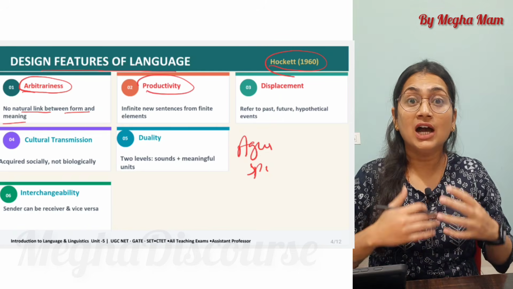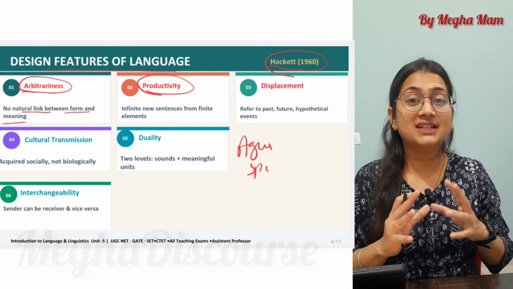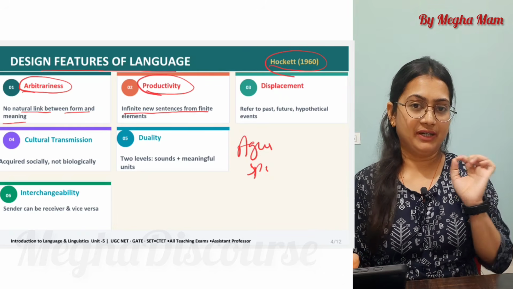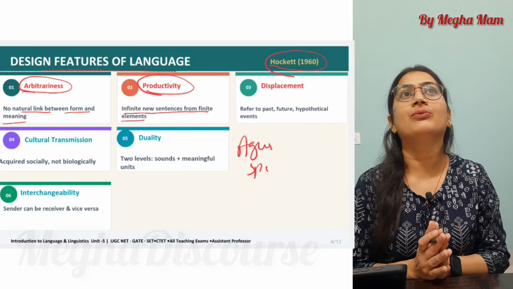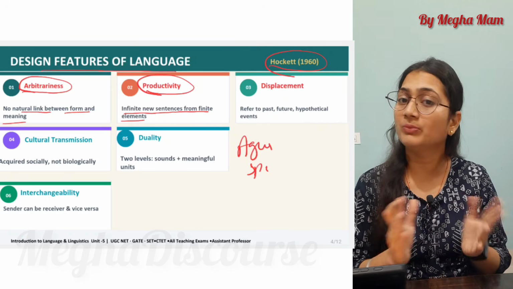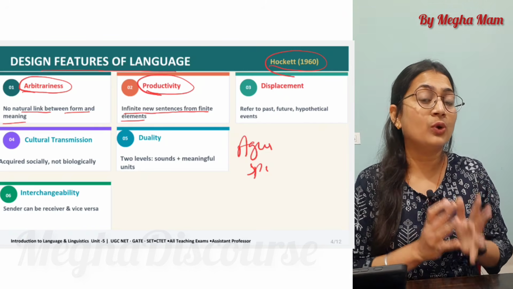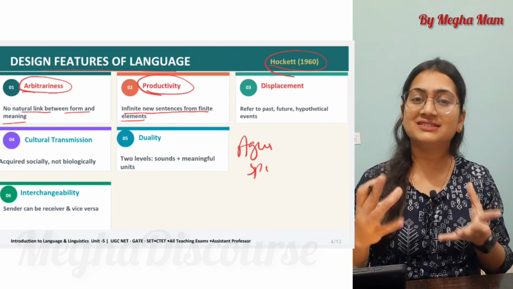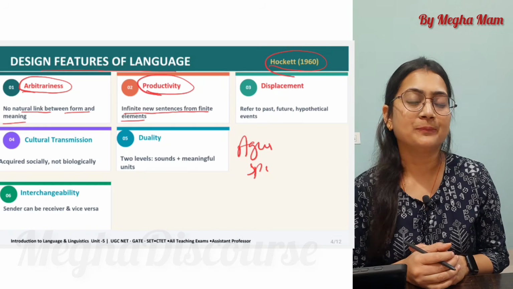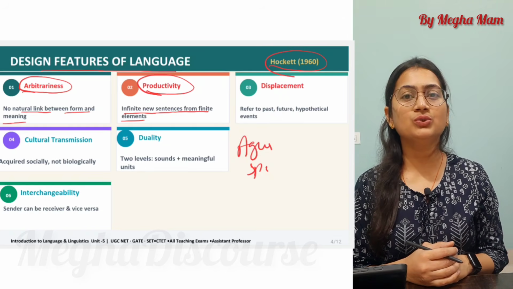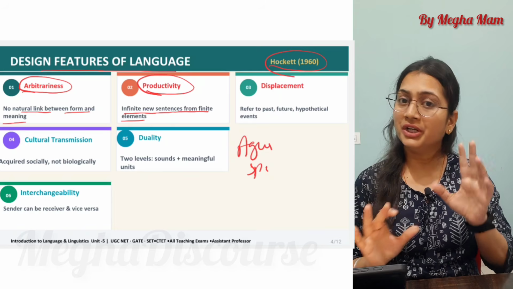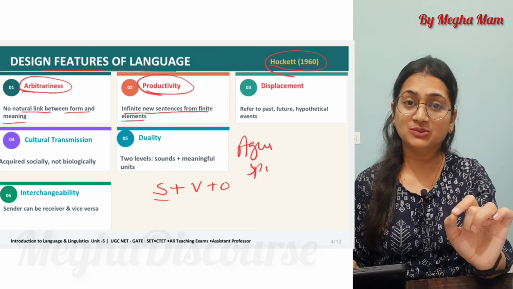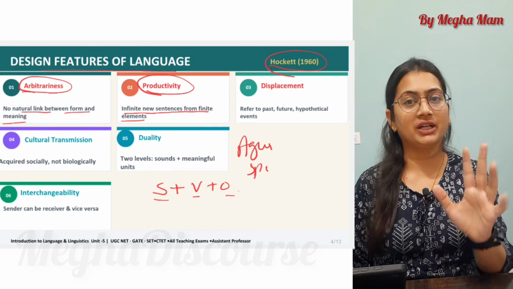Productivity, that is how to produce. What is the result? Infinite new sentences from finite elements. Now what is the meaning? Like we have letters, then we form words from these letters. That is productivity. Now from these words we make many, numerous sentences. Like for example, if I say you have to make sentences, then what will you do? You just arrange the words according to rule, like we need subject plus verb plus object. You first arrange subject, then verb accordingly, and then object, and you make sentences.